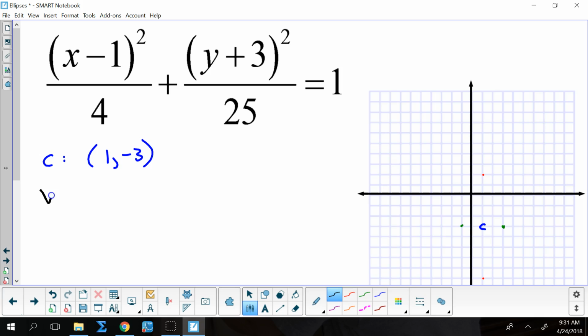So my vertices are at the points (1, 2) and (1, -8). Okay? You probably have them all already.